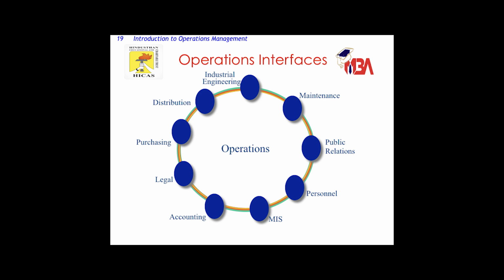So operations interlaces with the management information system too, so that it can determine what it has to manufacture, when it can manufacture, and where it is to be given, so that the products are sold and the return comes to the organization. So a proper analysis of the performance of the organization can be done with the help of MIS. So the interface of operations management with all the functional areas which we have defined here is very, very important for achieving its success.